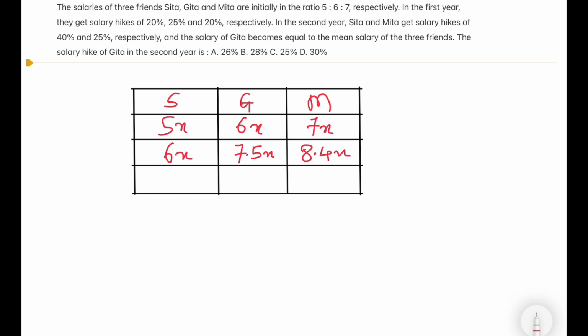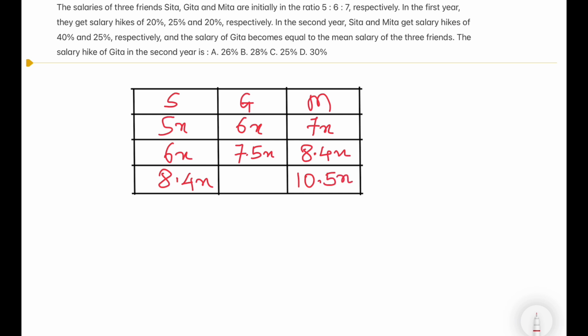In the second year, Sita and Mita get salary hikes of 40% and 25%. So Sita is getting a hike of 40% over 6x. 40% of 6x is basically 2.4x, and the total salary now becomes 8.4x. Now Mita gets a hike of 25% over 8.4x. It is basically 1/4, or 2.1x, and 2.1x plus 8.4x is 10.5x.